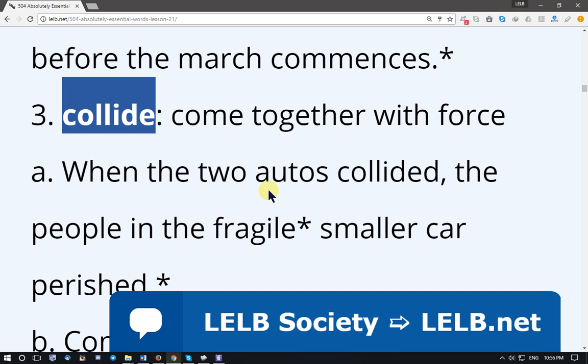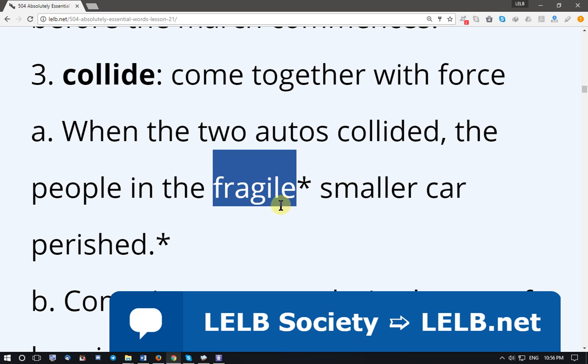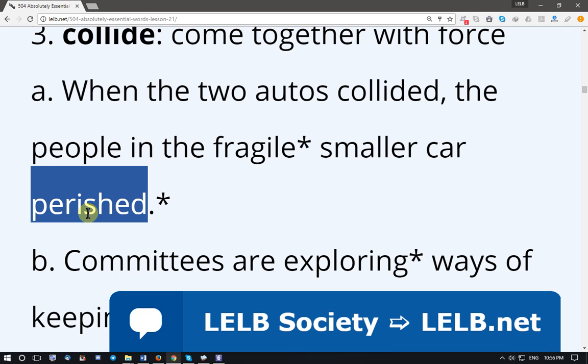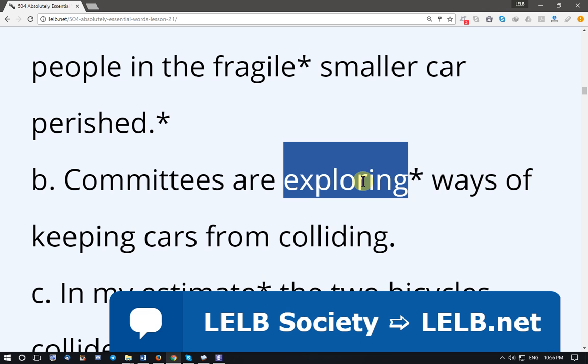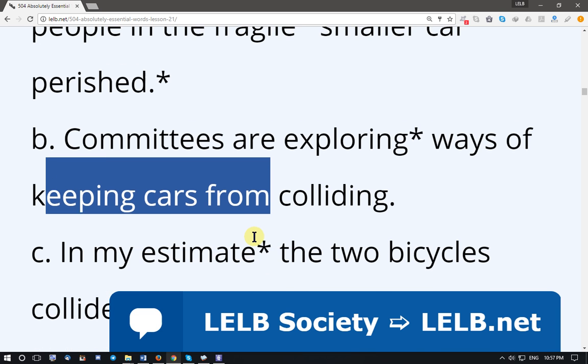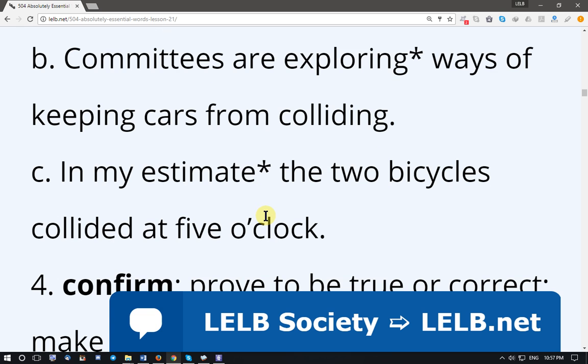When the two autos collided, it means they hit each other. The people in the fragile or sensitive or easily broken, smaller one perished. They passed away, they died, because the car was so easily damaged. Committees are exploring ways of keeping cars from colliding. Some automatic brakes, perhaps, are examining ways of preventing them from hitting each other. In my estimate, not estimate, but estimate because it's a noun, the two bicycles collided at 5 o'clock.